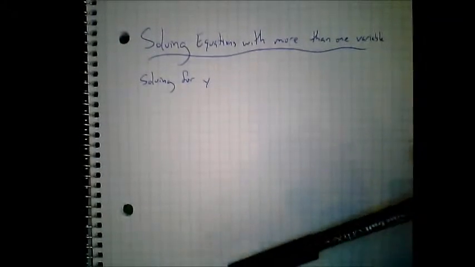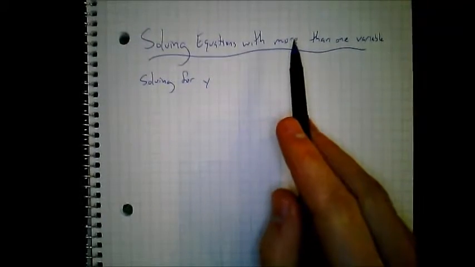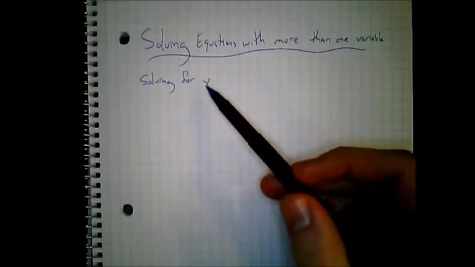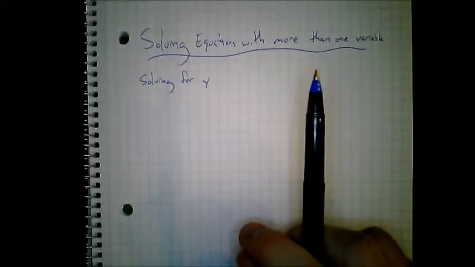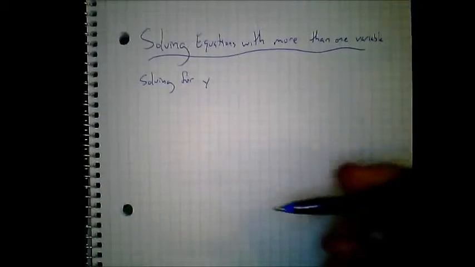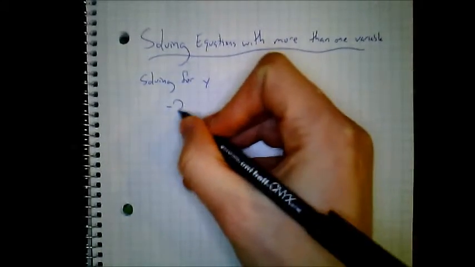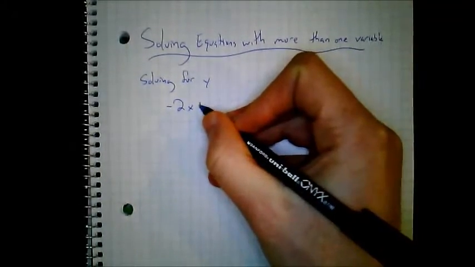In this video, we're going to look at solving equations with more than one variable. Most often, the directions are going to be solving for y, and the examples are going to be solving for y. So let's look at our first example.